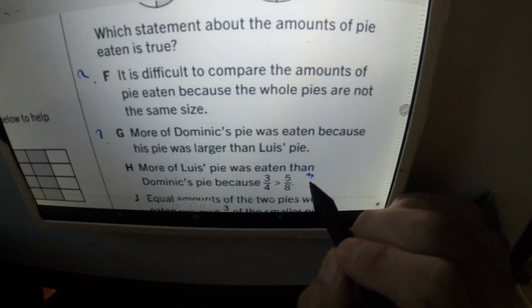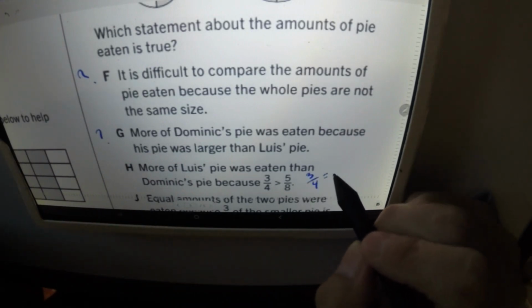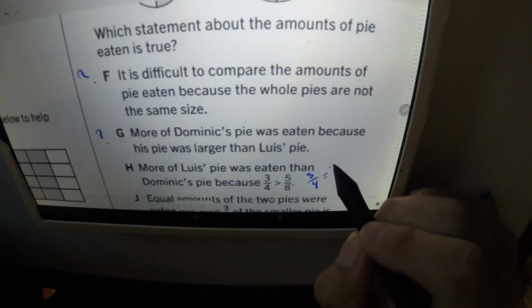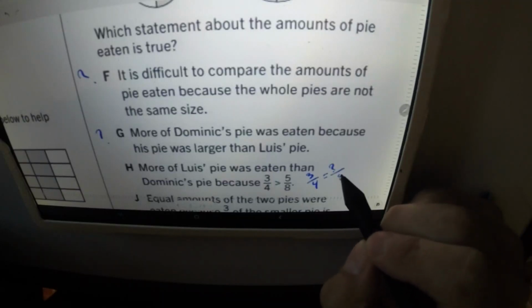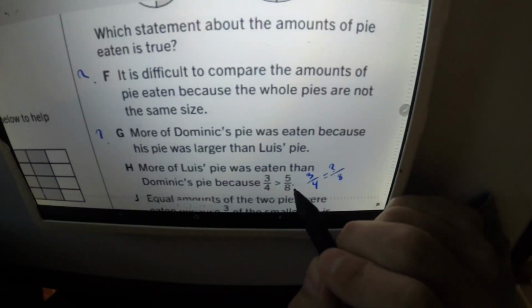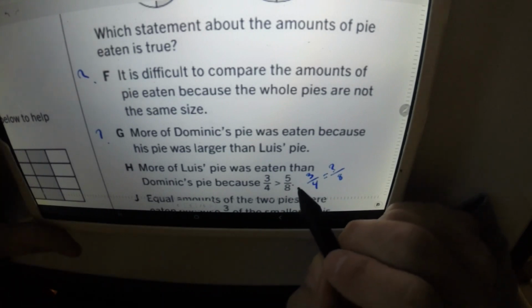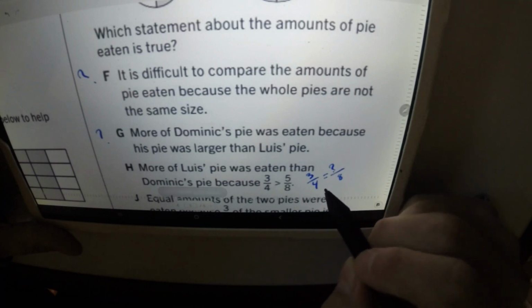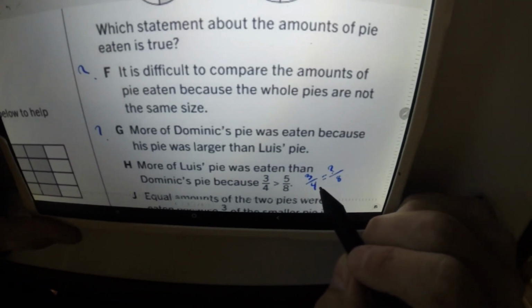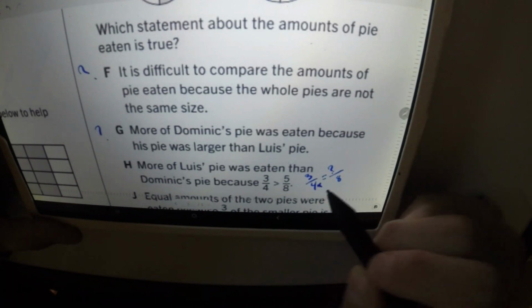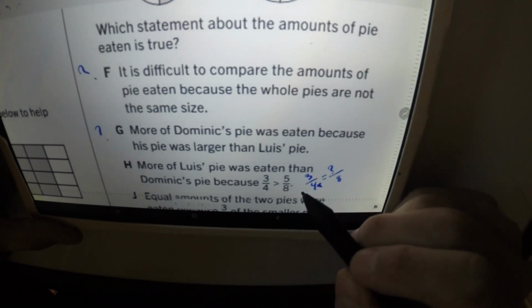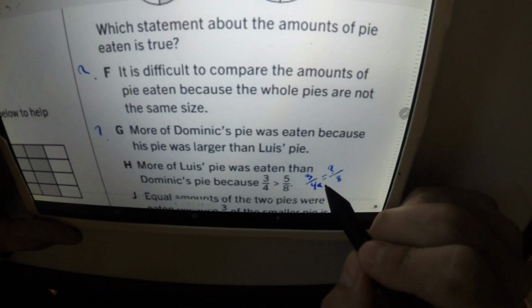So 3/4 is equal to what over 8? Right, so we can use the same denominator. We want to use the same bottom number. So in order to get from 4 to 8, we have to do what? Double it. That's multiply it by what? 4 times 2, or 4 plus 4 is what? 8. So that's twice. So 4 times 2 equals 8.